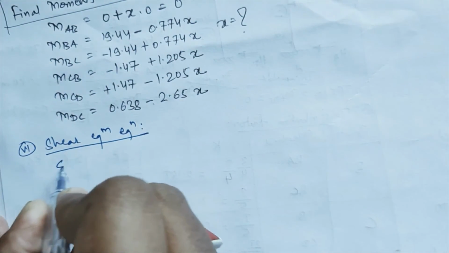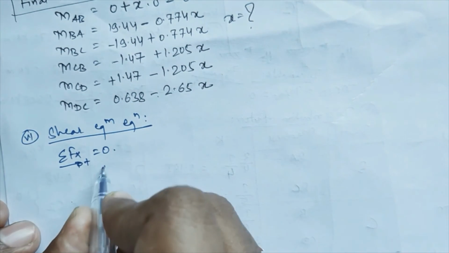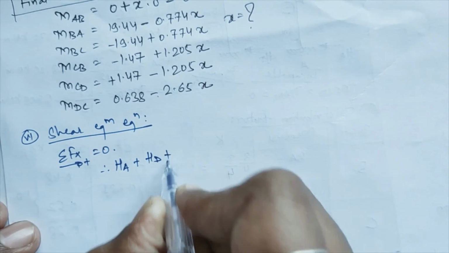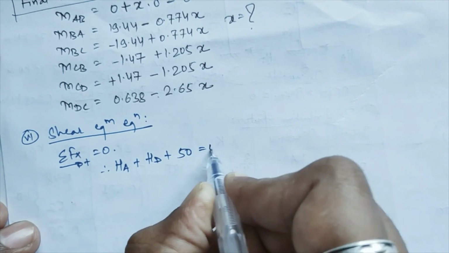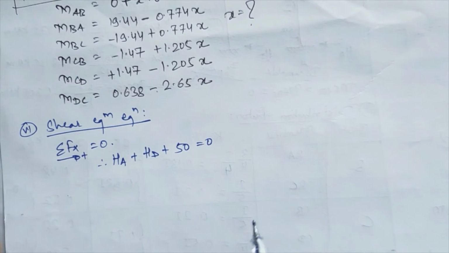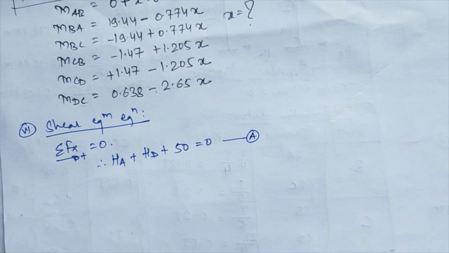Okay, so assuming that step, using summation of Fx equal to 0, rightward forces positive, I get the horizontal forces HA plus HD plus the horizontal point load given to you equal to 0. Here your UDL will not be considered because the UDL is vertically downward acting. So this relation I will call equation A.